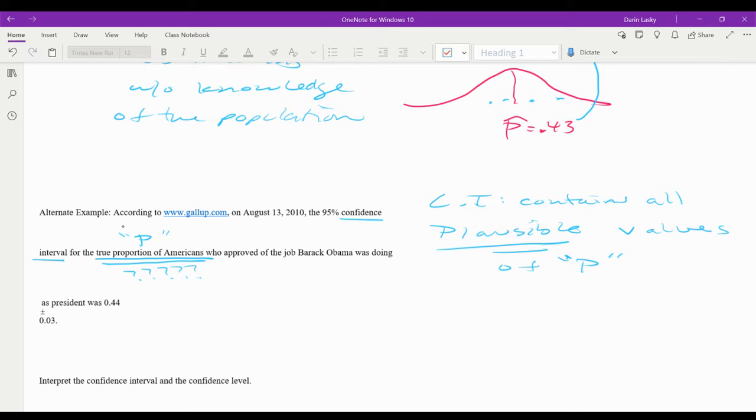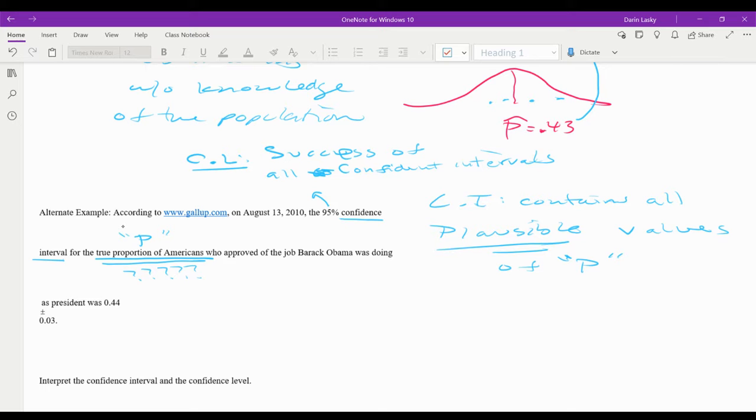Confidence levels, confidence intervals. This is our confidence level here, and that is just our success rate of all confidence intervals. So we're saying that 95% of the time we're going to get successful confidence intervals that have the true proportion of Americans in between the two. So we've got a couple of things going on here.